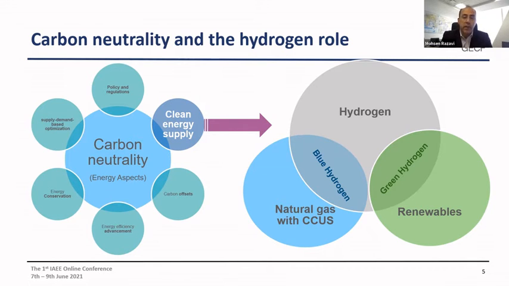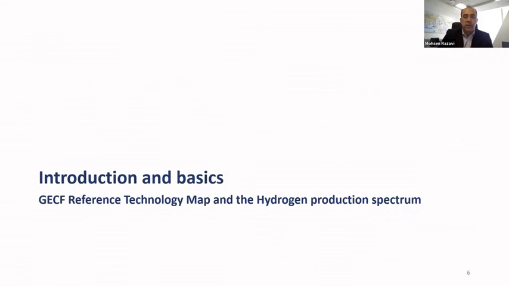And providing this clean energy, based on the opinion of the GECF, three main parts participate and cooperate in carbon neutrality, and these three fundamental issues are inevitable: natural gas with CCUS, renewables, and hydrogen, that is fuel based on these two other sectors. So if we take natural gas with CCUS to provide hydrogen, we have blue hydrogen, and for renewables, we have green hydrogen.